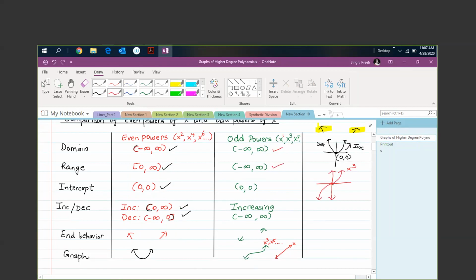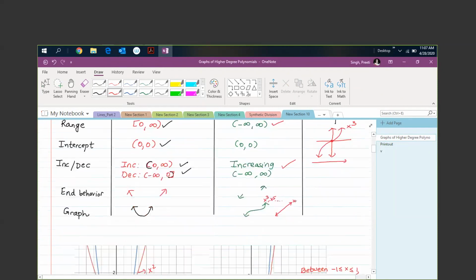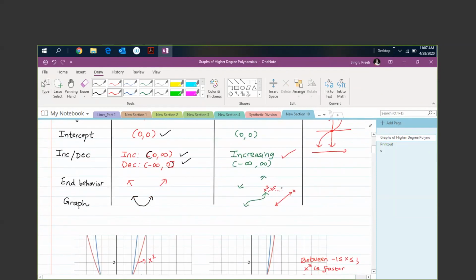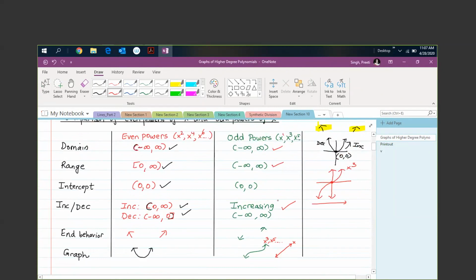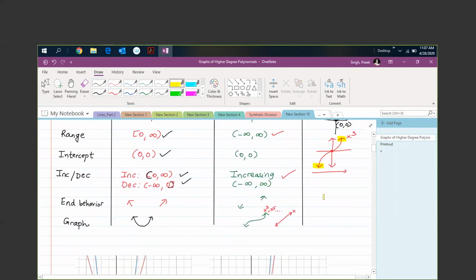Intercept means it crosses the x or y axis. Again, it has only one intercept, and that's 0, 0. This function is always increasing, right? As you can see, if I start moving in this direction, it always is going up. So it's always increasing from negative infinity to infinity. And the end behavior of this function, where is it going? This direction and this direction. So for all the odd powers, the end behavior is this. It goes up on the right side and it goes down on the left side towards negative infinity.